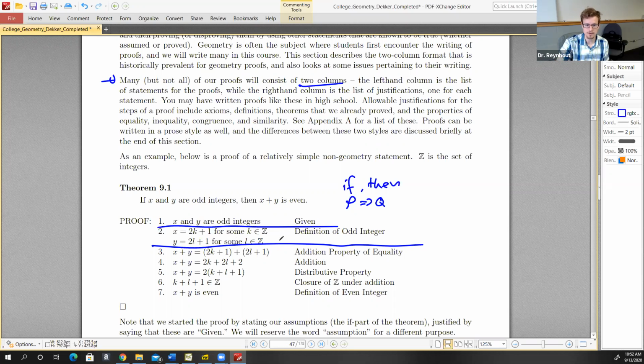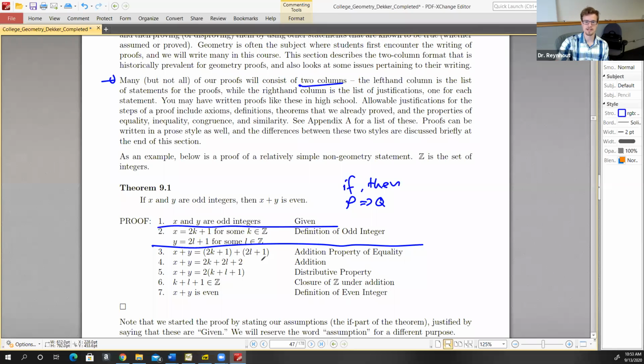Well, what can I do with those? Well, x plus y, this thing that we're trying to make a statement about, is equal to this thing. How do I know that those are equal? Well, because of the addition property of equality, right? x is equal to something, y is equal to something. So when I take x plus y, I get that something plus the other something. Addition property of equality.